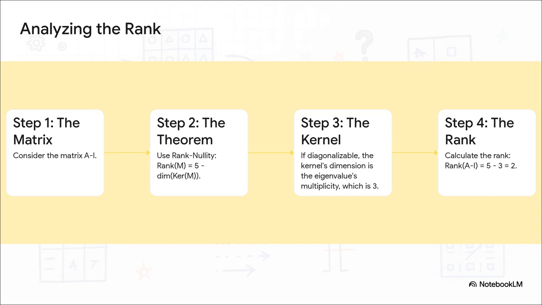So we have this awesome tool called the rank nullity theorem. It just says that for any matrix, its rank plus something called its nullity always equals the number of columns, which is 5 for us. The nullity is just the size of the space that the matrix squashes down to 0.